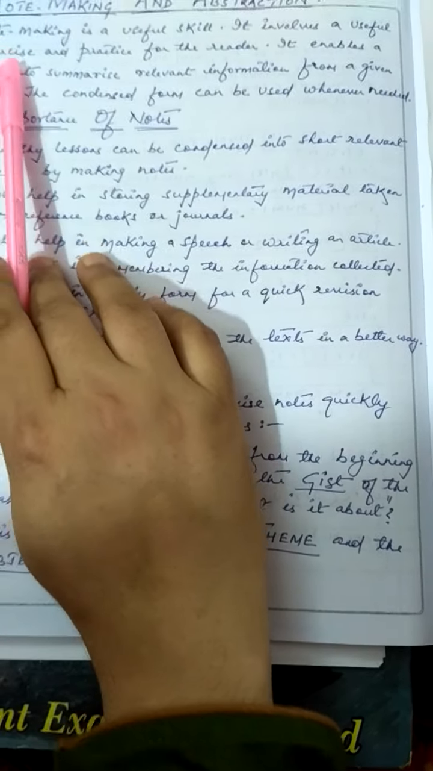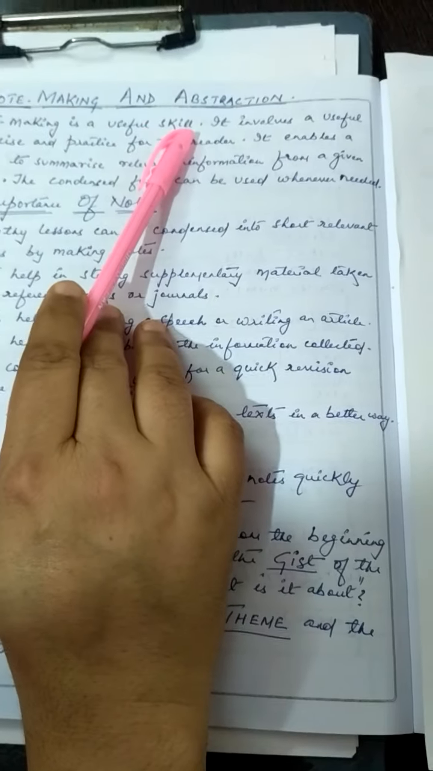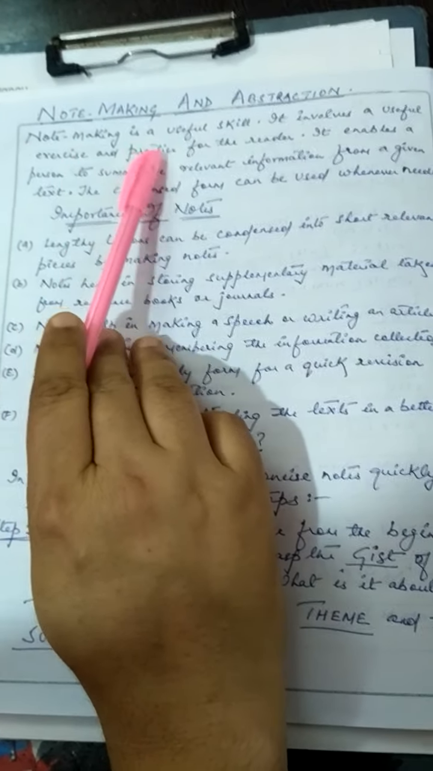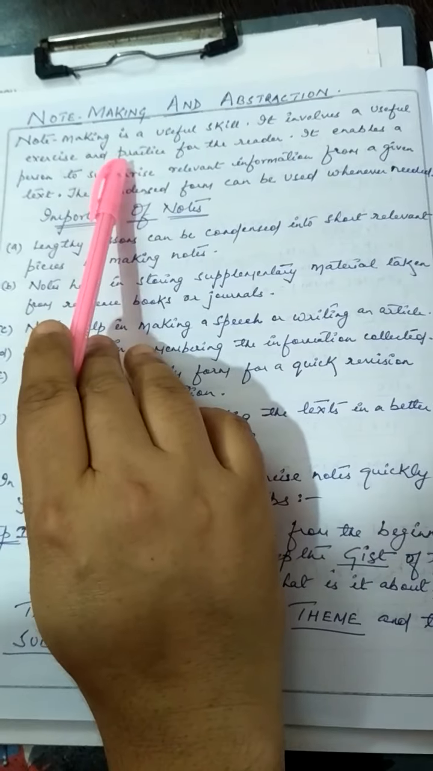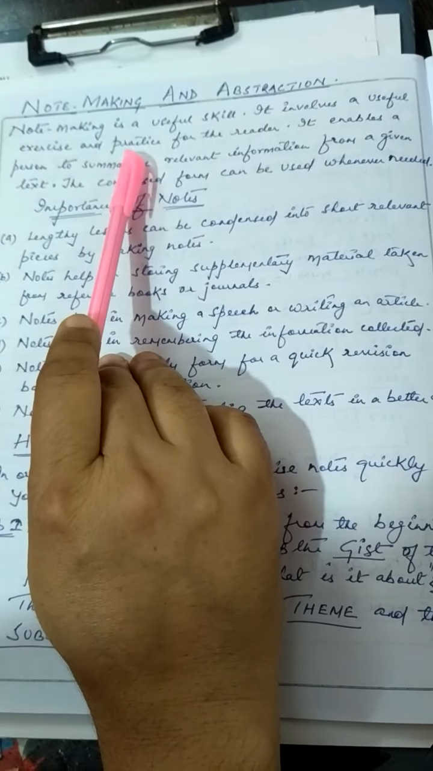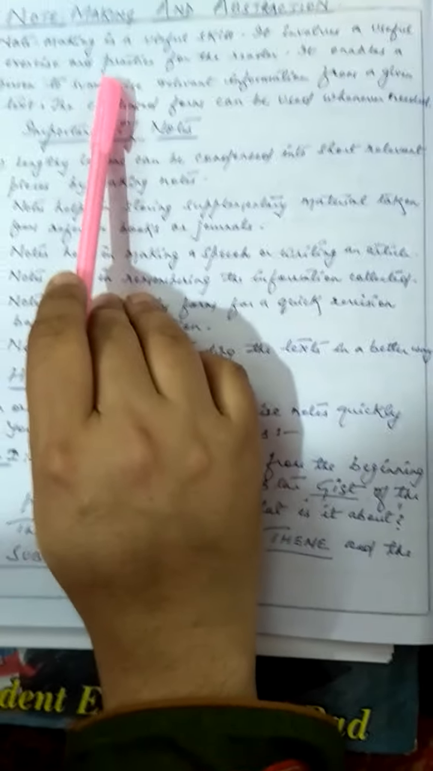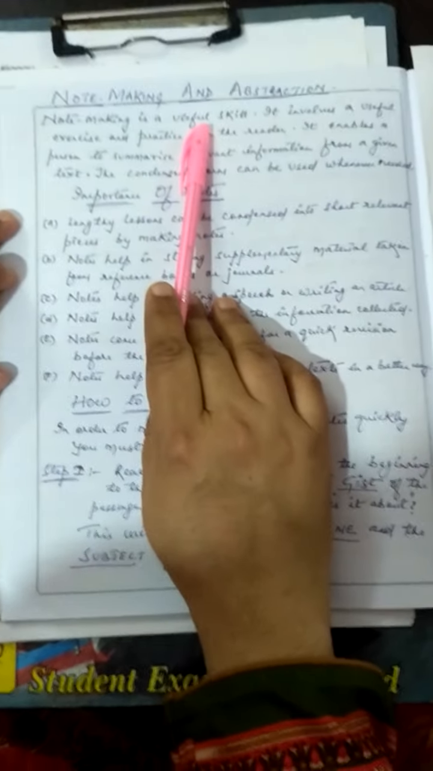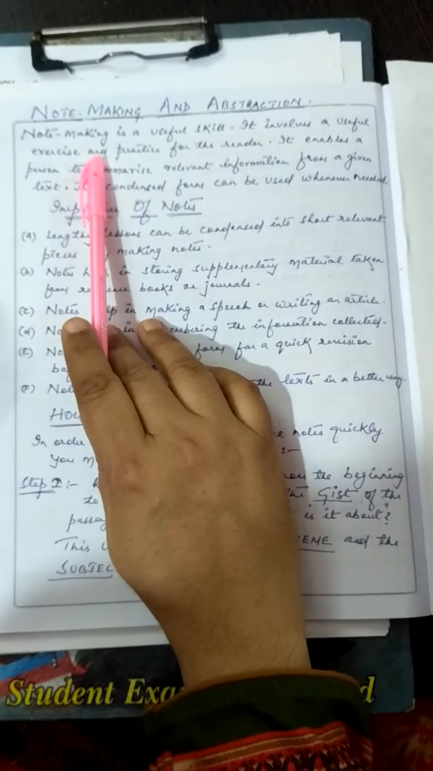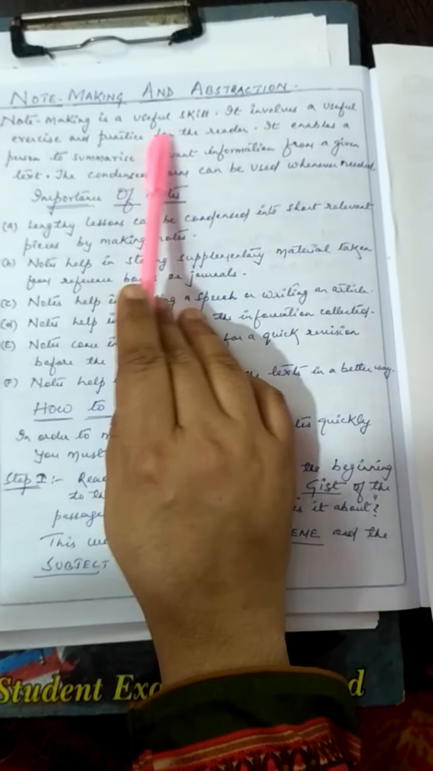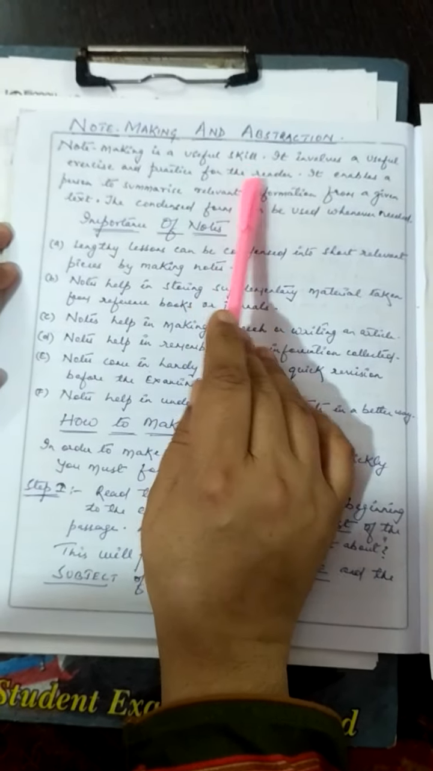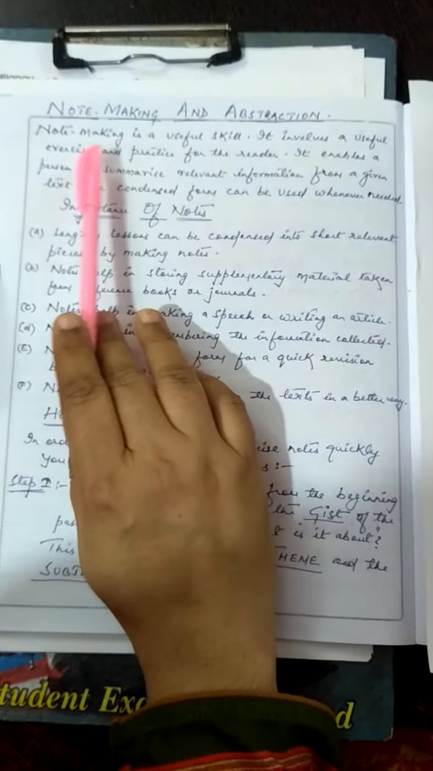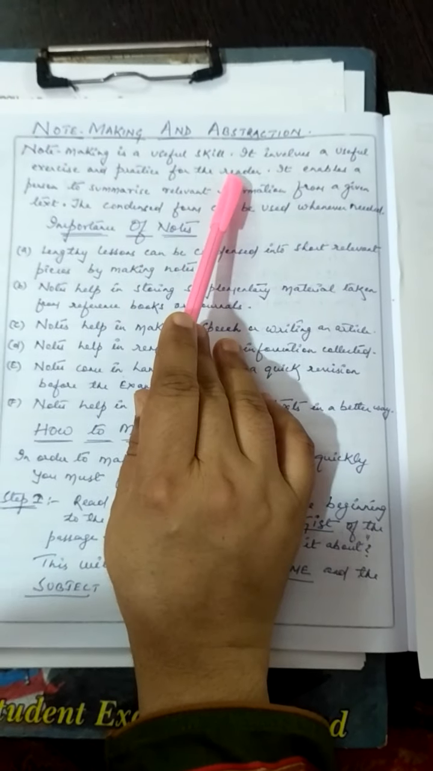Now let's come to the point. Note making is a useful skill. It involves a useful exercise and practice for the reader, as we do exercise daily for our physical fitness. Similar is the case here. We have to solve exercises and longer pieces of writing to make a proper note. Who is the reader? We are the reader. Now we are reading the passage and making notes of that passage. This is a proper exercise and proper practice for the reader.